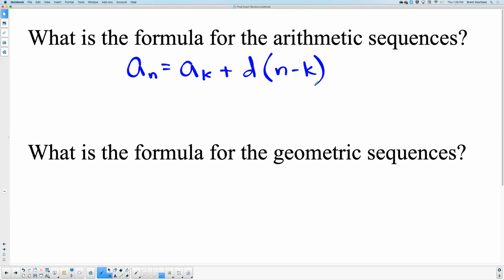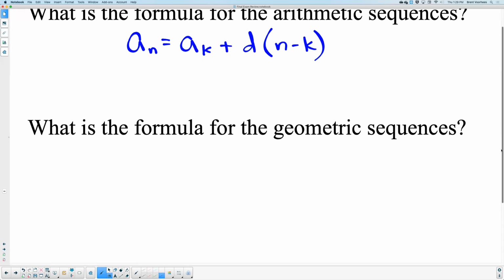The only difference with geometric, at least I should say College Board did, is they use a letter G instead of A. So they would say G_n equals G_k. So they start the same, but here's where they go different. These aren't adding and subtracting. What did geometrics do instead? They multiply by r to the power of n minus k. There's your formula.